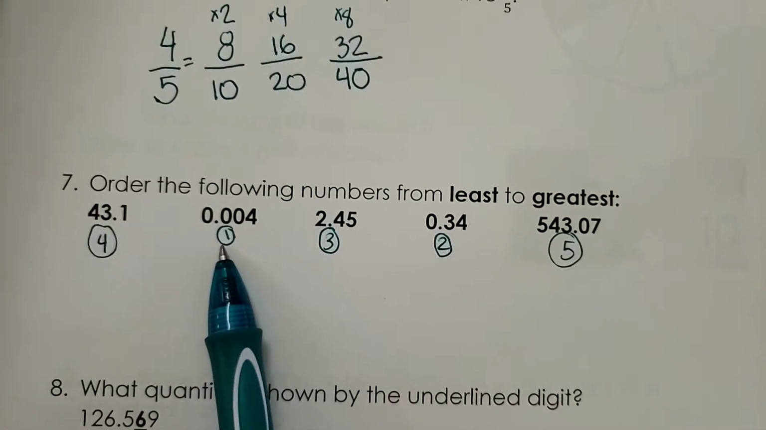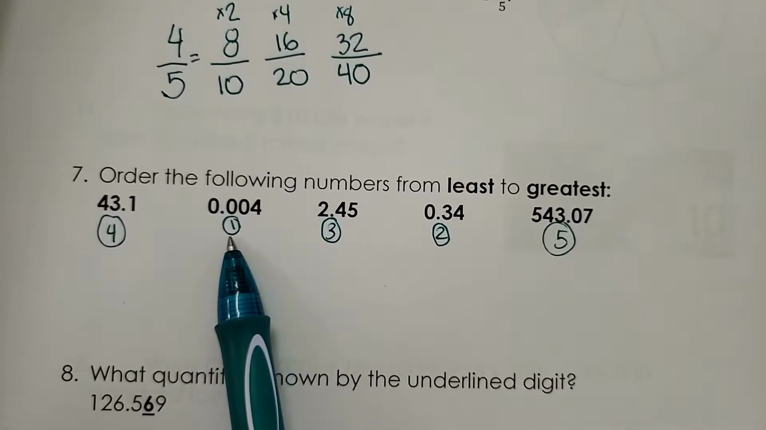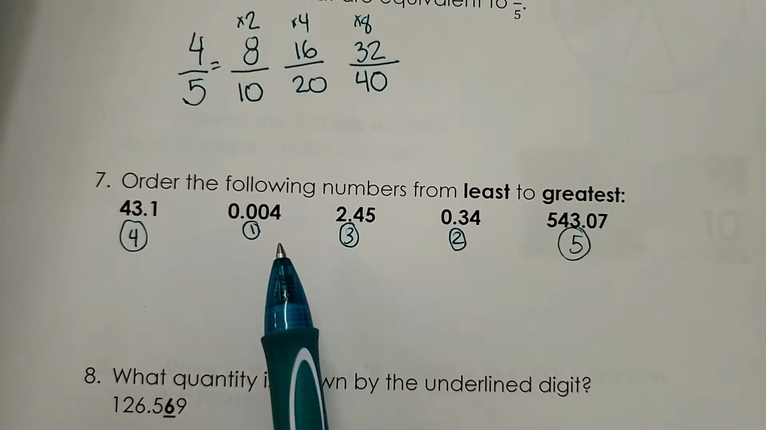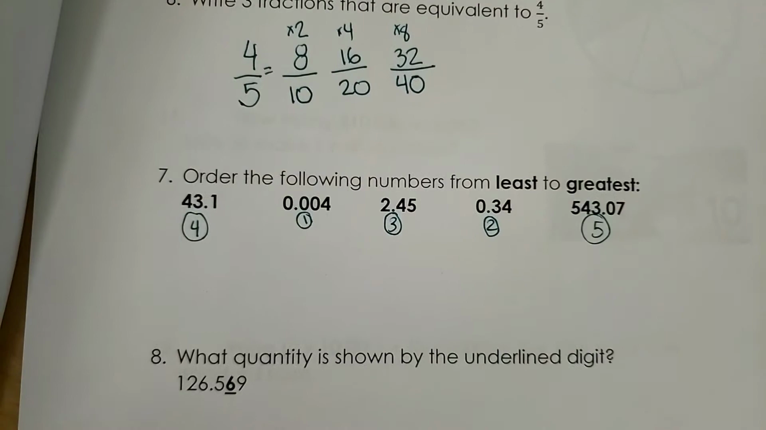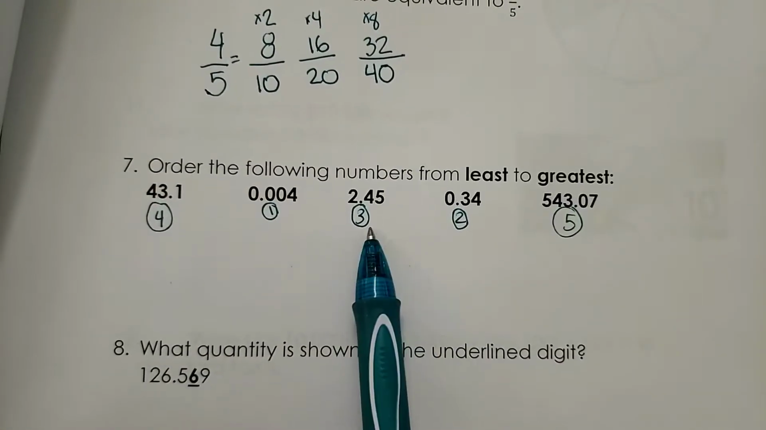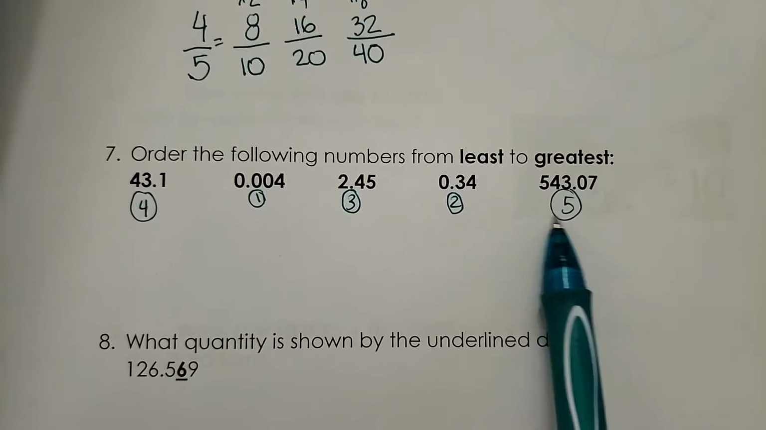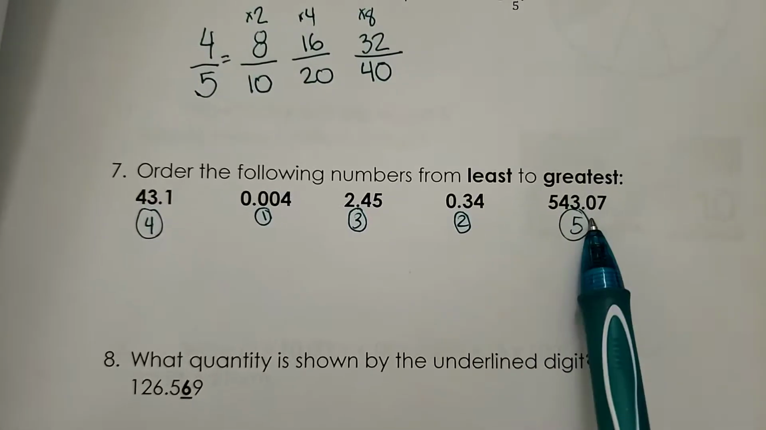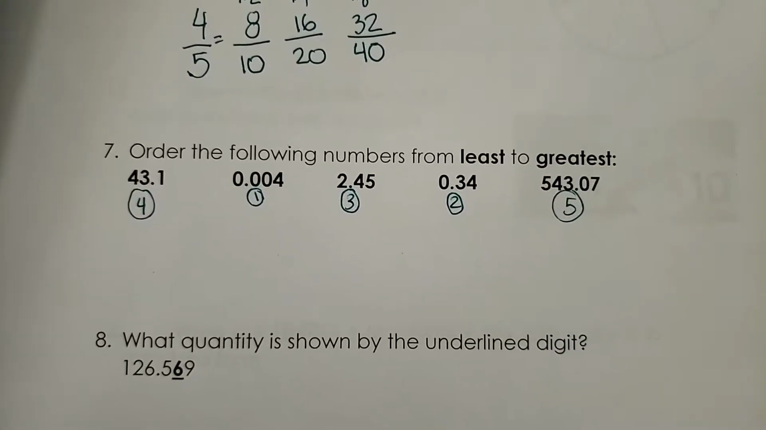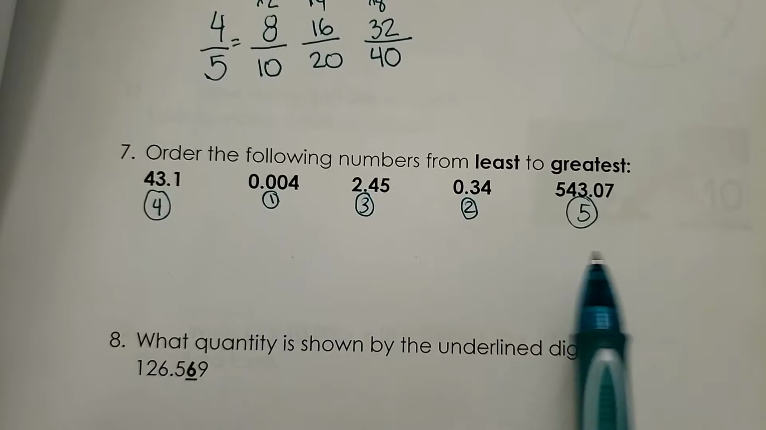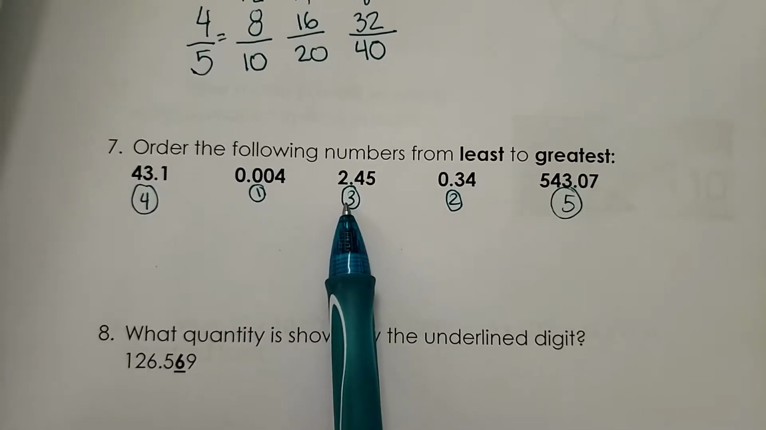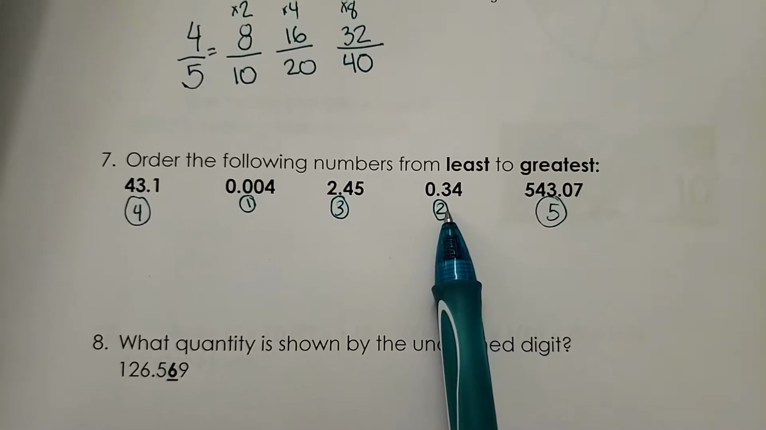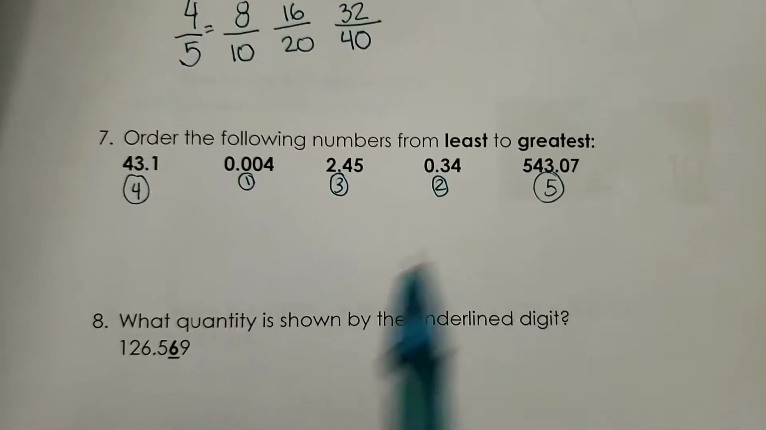But this is the smallest, 0.004 is how you'd say that, or 4 thousandths. And then this one, then this one, then this one, and then finally 543.07. If you're having trouble with this, think of it as money. This one's harder to think of as money, but think like $2.45. It's more than 34 cents, and so on.